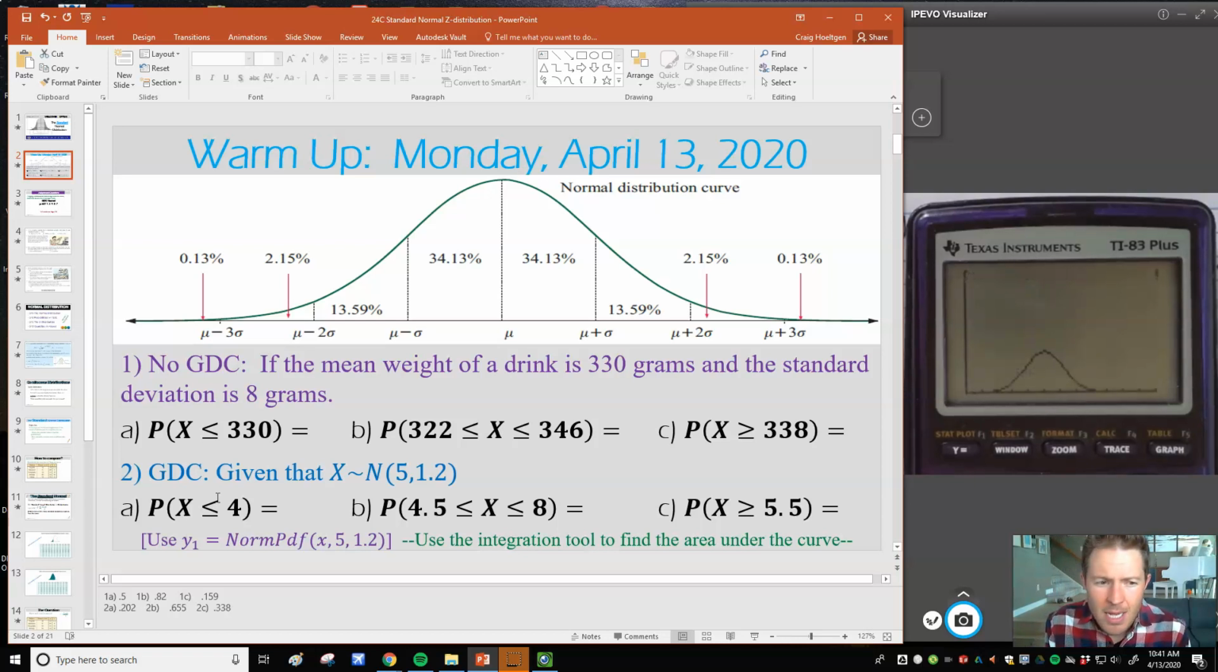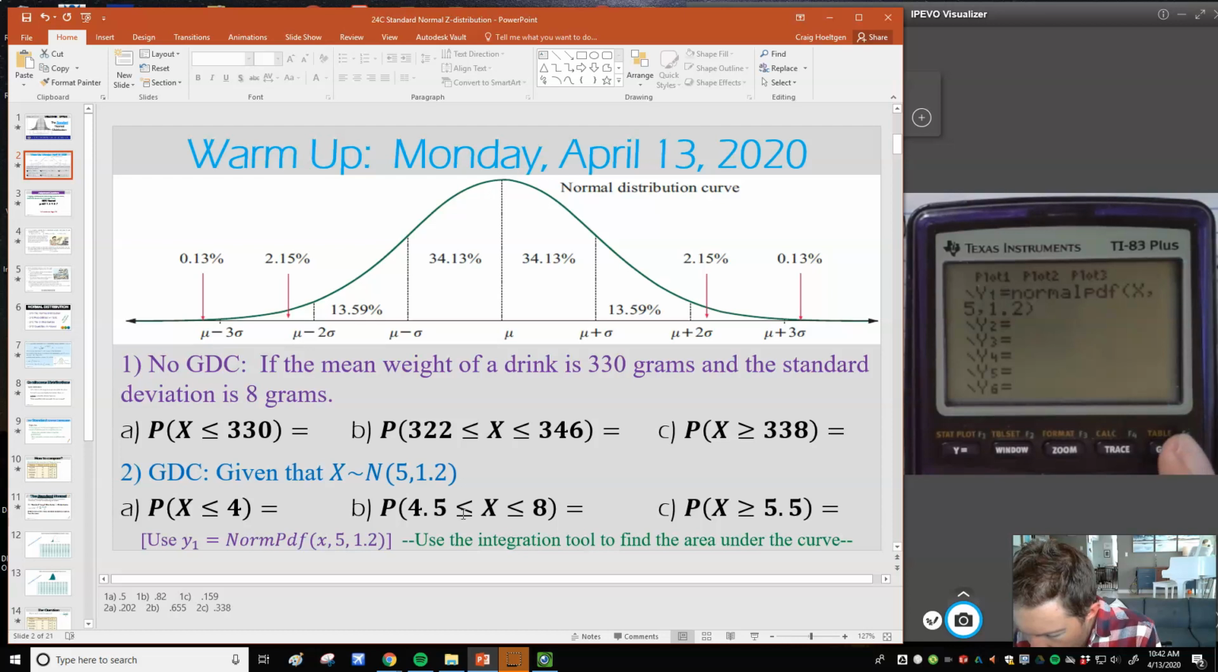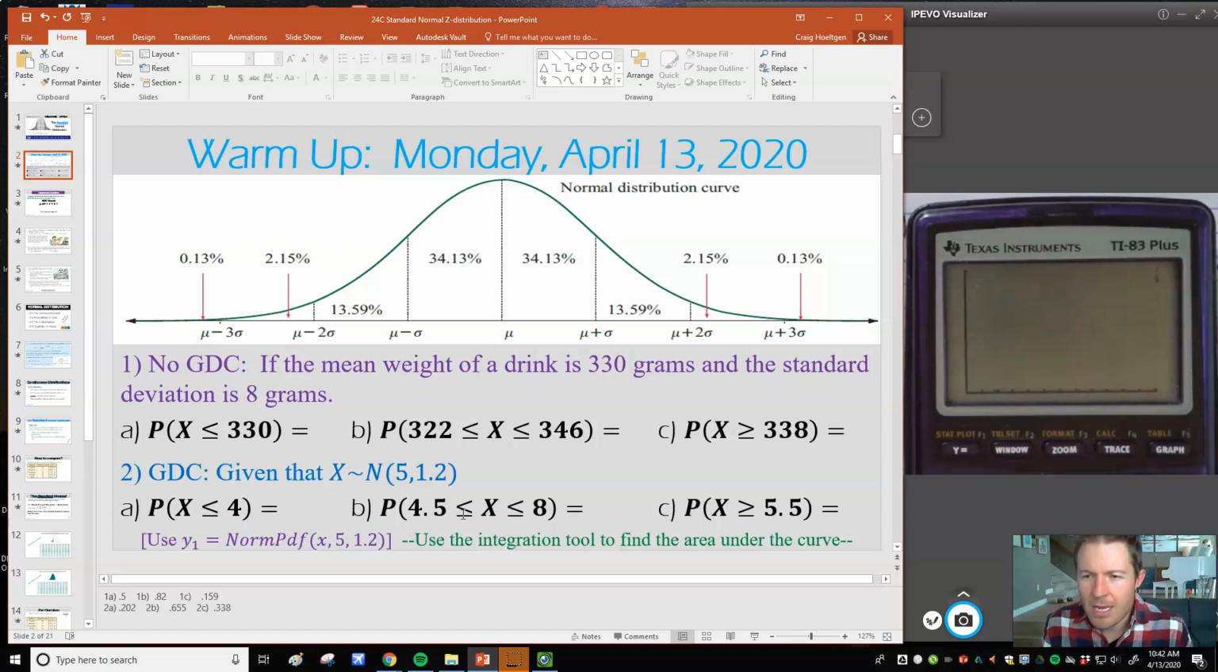And there it shades for us and tells us the probability of that is about 0.002. Great, let's do the next one. Now just remember, if you want that shading to go away, you can go in and deselect your function and reselect the function, which causes it to regraph. Regraphing it resets the shading.